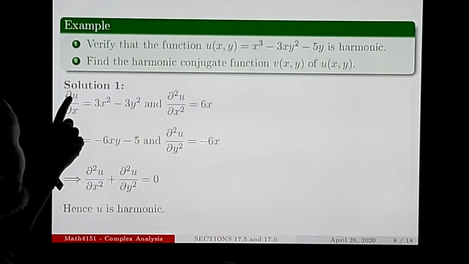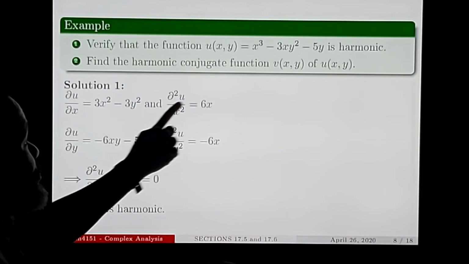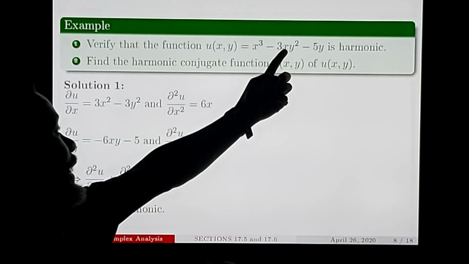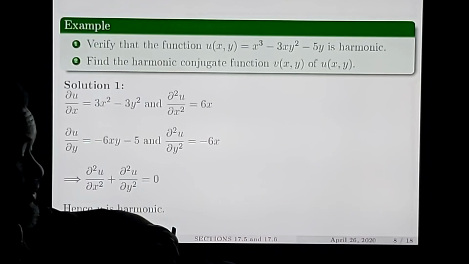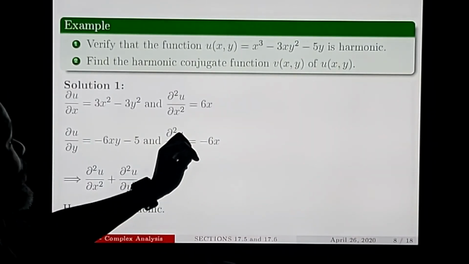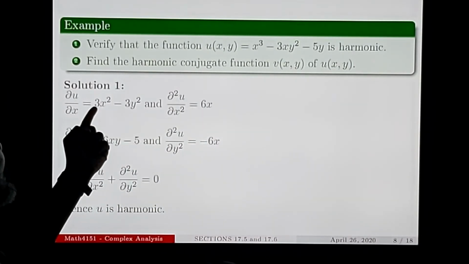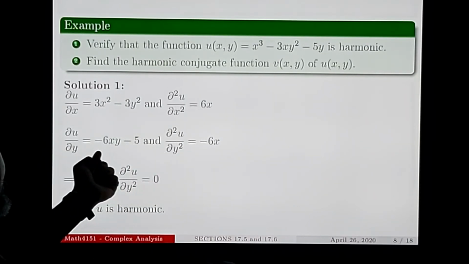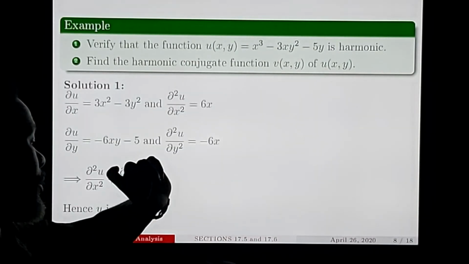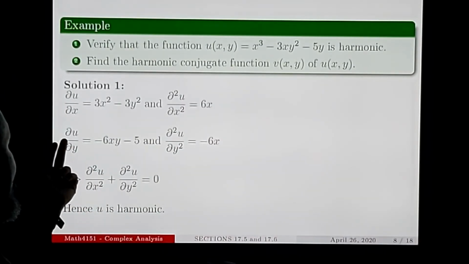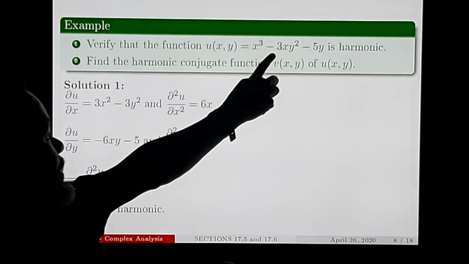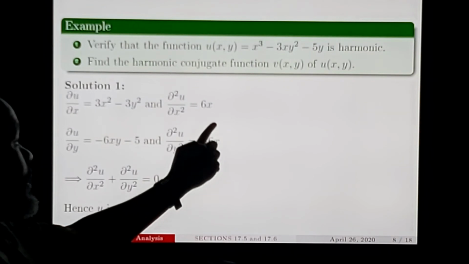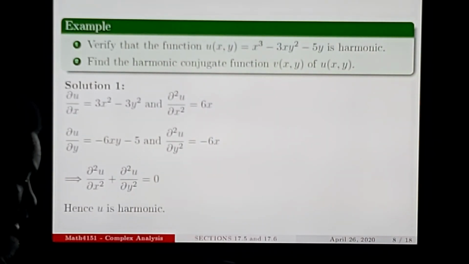Okay, fine. So del u del x is, you differentiate this with respect to x, you get 3x squared minus, the x disappeared, 3y squared. We are finished. Next, you differentiate the second time, you just get 6x. This is 0. And now you take again, with respect to y, what do you have? You get del u del y is minus 6y, minus 5. Take the second partial derivative, you get minus 6. When you add these two, you get 0. This means, hence, u is harmonic.